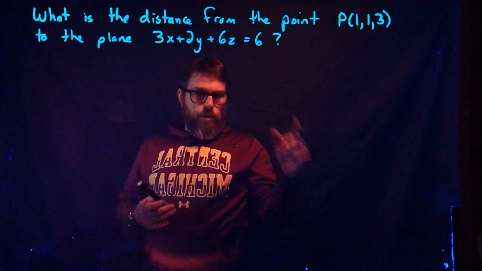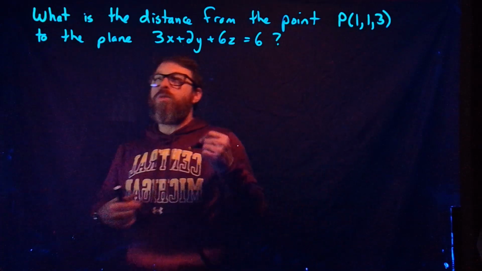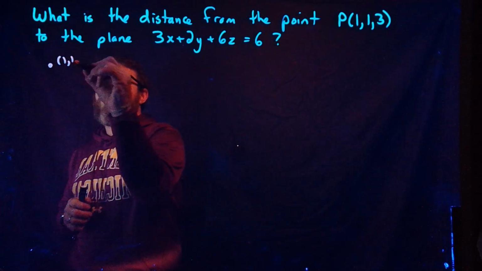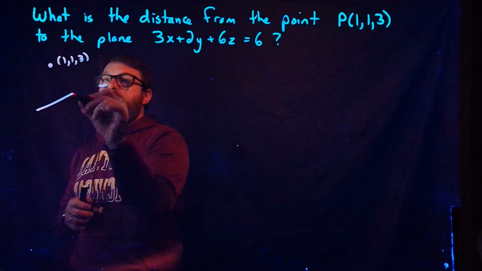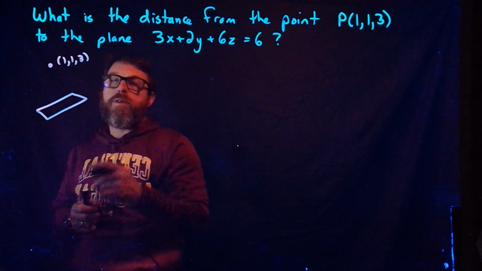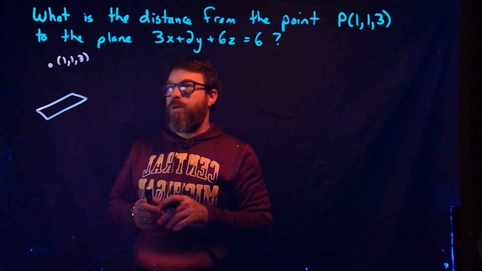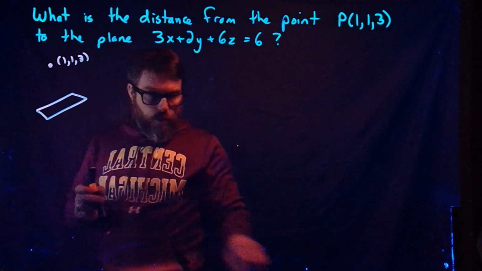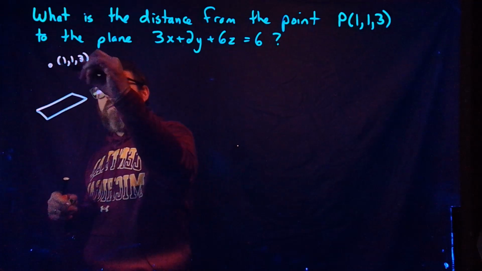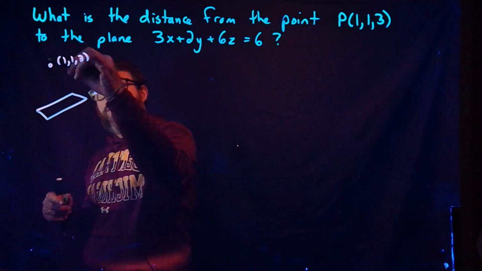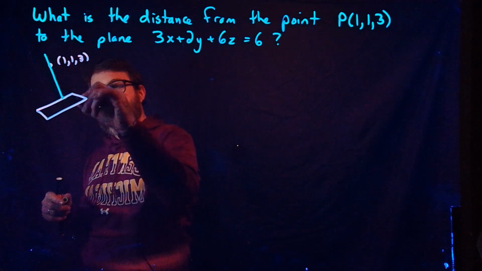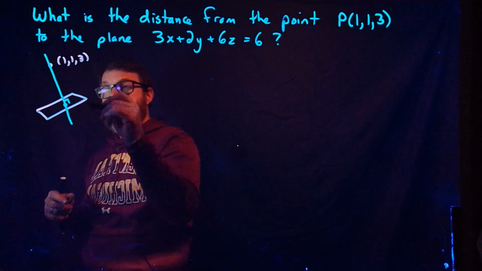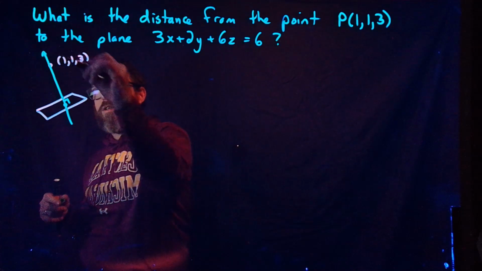In order to do this, I need to really think about it geometrically. I'm trying to find the distance from a point, say (1, 1, 3), to some plane that lives, let's say, below it. So when we look at this geometrically, what I'm trying to do is find the line through the point perpendicular to the plane. Graphically, it'd have to look something like this. I'm trying to find this piece here.